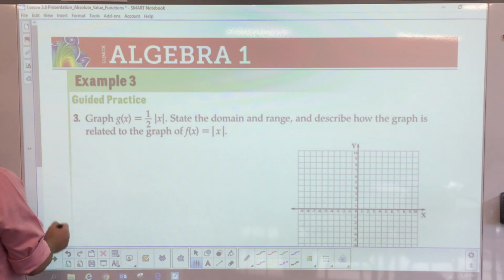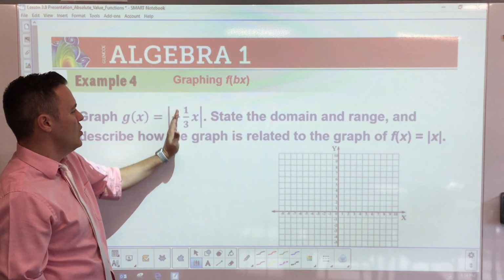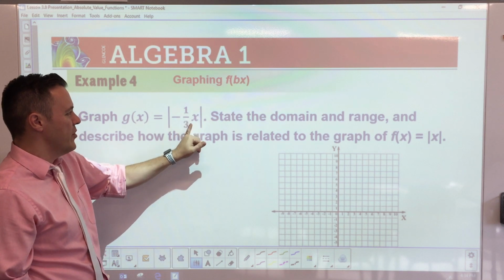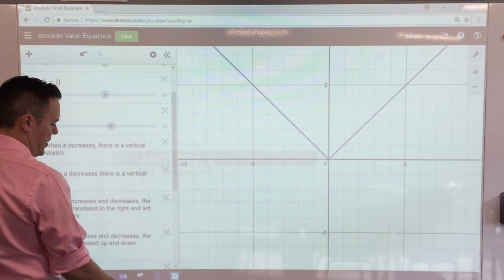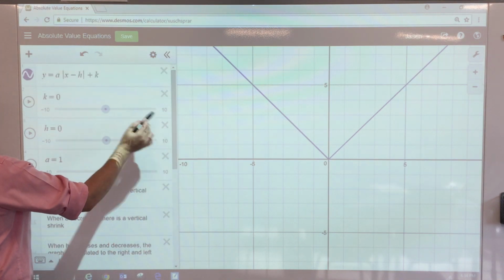All right, next example here. What happens if you put the absolute value sign within? So it's negative 1/3 x. Well, what do you think is going to happen? No matter what happens, now this one's more difficult. I wanted to show you separately.